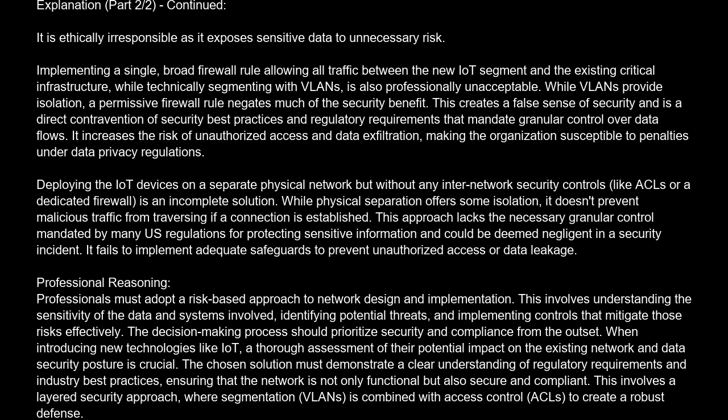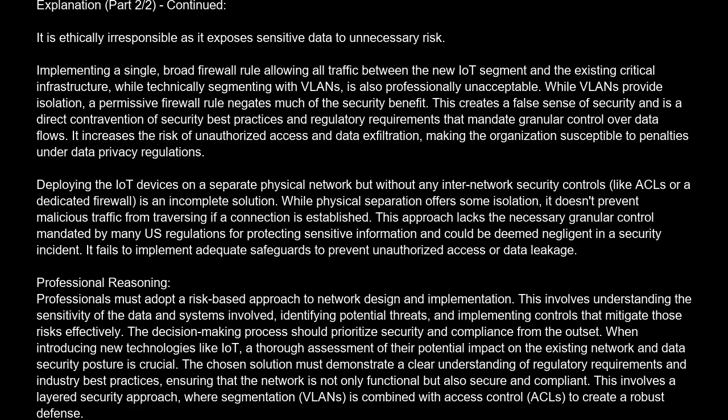Implementing a single, broad firewall rule allowing all traffic between the new IoT segment and the existing critical infrastructure, while technically segmenting with VLANs, is also professionally unacceptable. While VLANs provide isolation, a permissive firewall rule negates much of the security benefit. This creates a false sense of security and is a direct contravention of security best practices and regulatory requirements that mandate granular control over data flows. It increases the risk of unauthorized access and data exfiltration, making the organization susceptible to penalties under data privacy regulations.